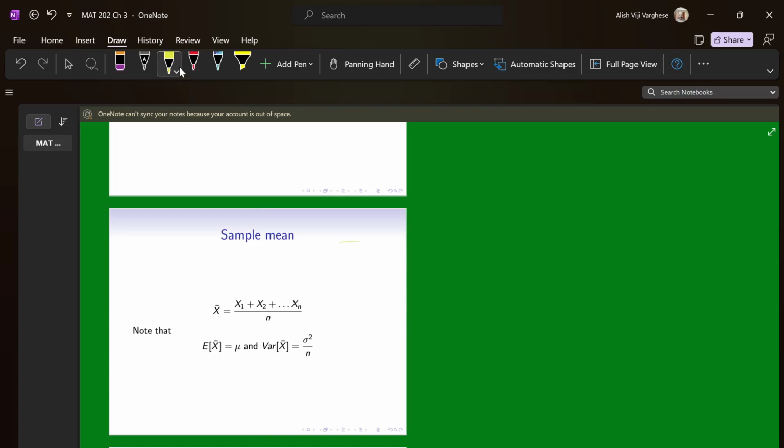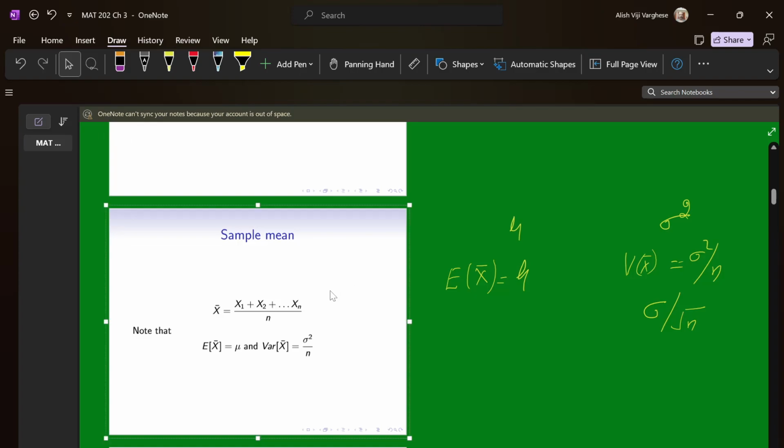So if we have a population which has a mean mu and standard deviation sigma, or variance sigma square, and we collect a sample of size n from this population and calculate its arithmetic mean, then the arithmetic mean is a random variable. We can find the mean of this arithmetic mean, or expectation of X bar, and that happens to be mu. And if we calculate the variance of X bar, it is equal to sigma square by n, or the standard deviation of X bar is sigma by root of n. So that is the first thing we have about the sample mean.